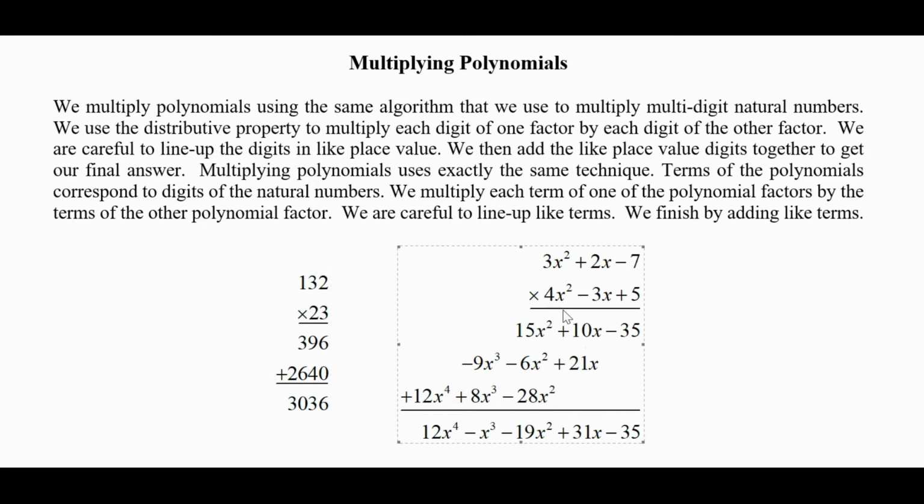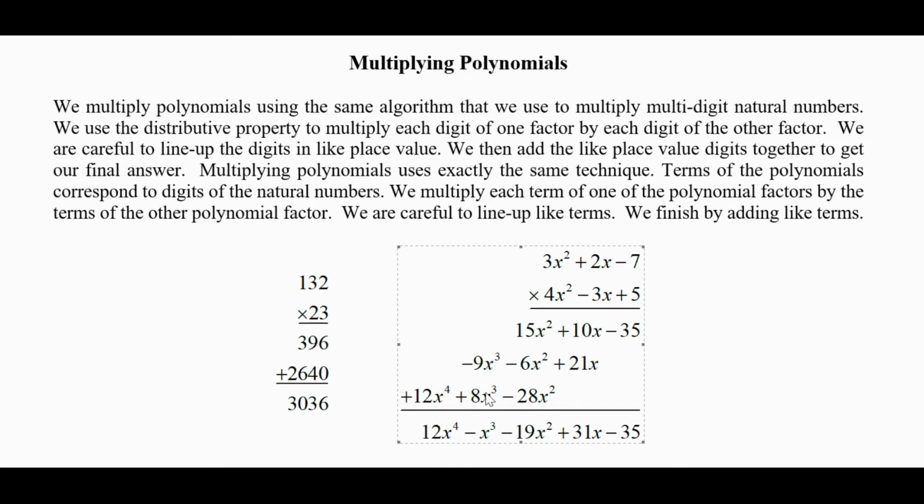Then by the time you got to Algebra 1, you should have applied exactly the same algorithm over here. 5 times negative 7 is negative 35. 5 times 2x is 10x. 5 times 3x squared is 15x squared. Negative 3x times negative 7 is positive 21x, lined up under the x terms. Negative 3x times 2x is negative 6x squared, under the x squared term. Negative 3x times 3x squared is negative 9x cubed. X cubes go over here. 4x squared times negative 7 is negative 28x. 4x squared times 2x is 8x cubed, line up under the cubes. And 4x squared times 3x squared is 12x to the fourth. And then just add up like terms.